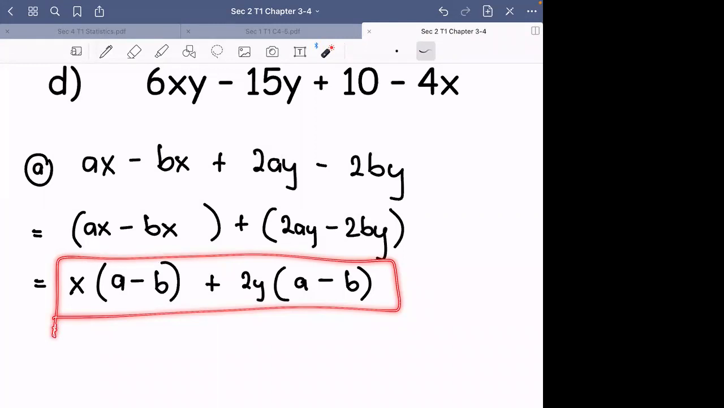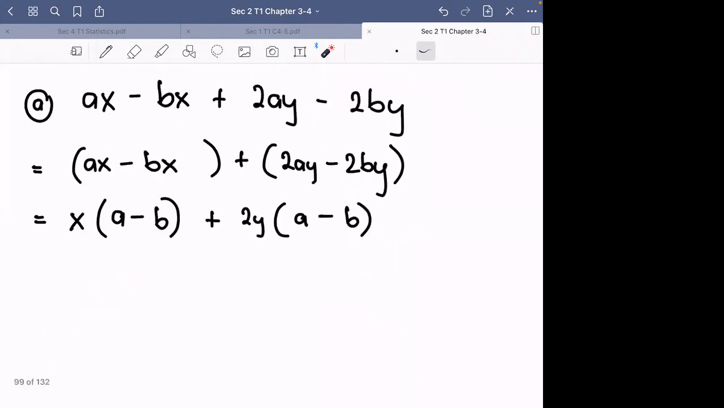What's common? The a minus b, right? Yes. So the a minus b is the common factor. Okay, so we have a minus b, and then what's the other bracket? What's inside the other bracket?